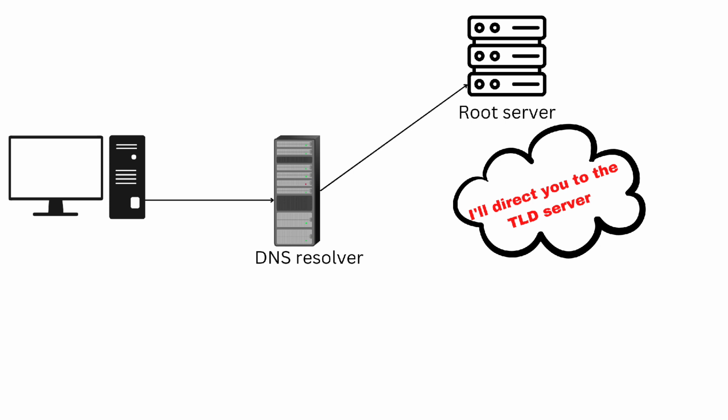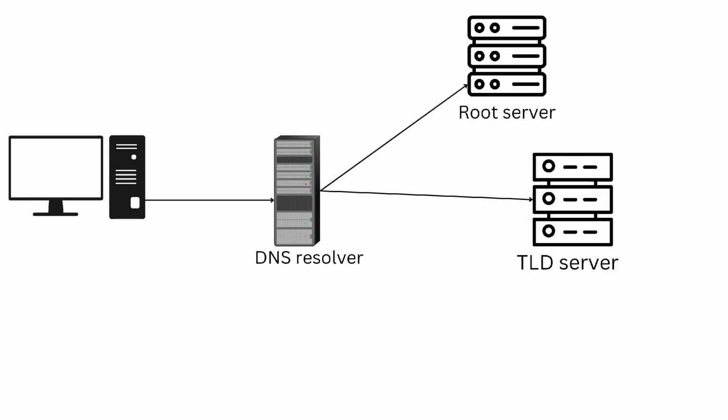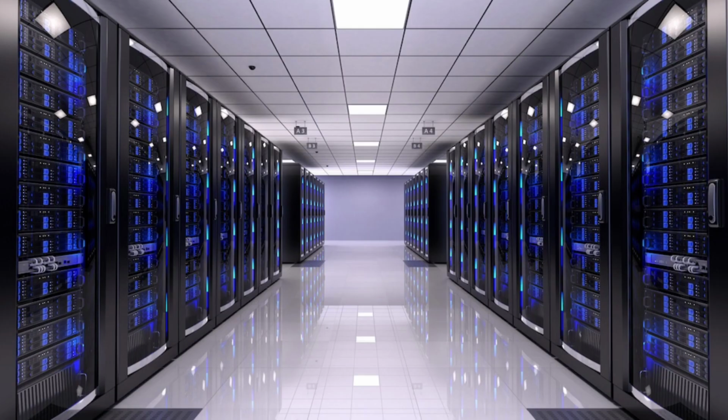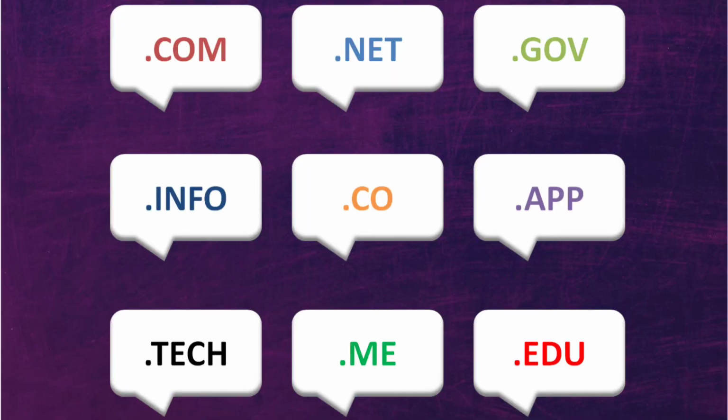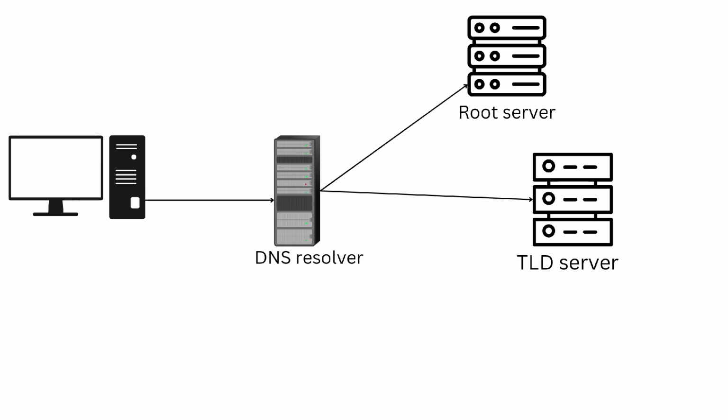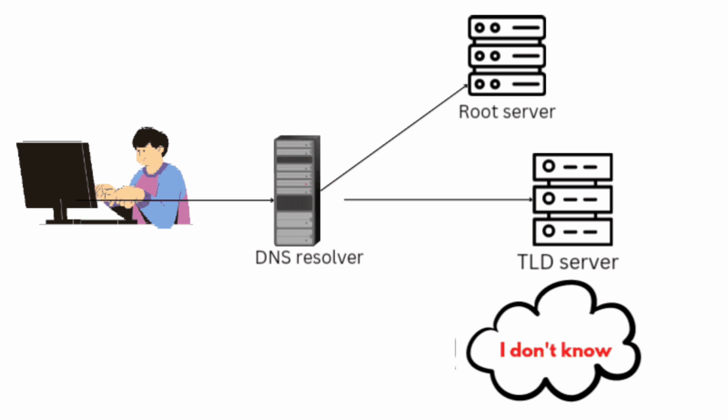So the root server will direct the resolver to the TLD, or top level domain, server for the .com domain. So the resolver will now ask the TLD server for the IP address for facebook.com. The top level domain server stores the address information for the top level domains such as .com, .net, .org, and so on. These particular TLD servers manage the .com domain, which facebook.com is a part of. So when a TLD server receives the query for the IP address for facebook.com, the TLD server is not going to know what the IP address for facebook.com is.